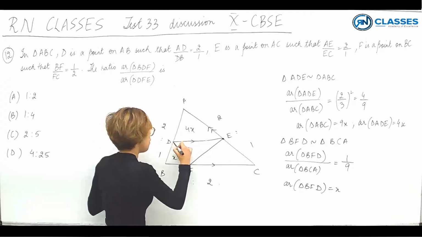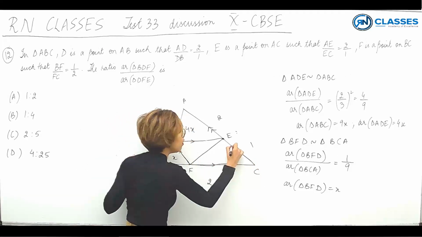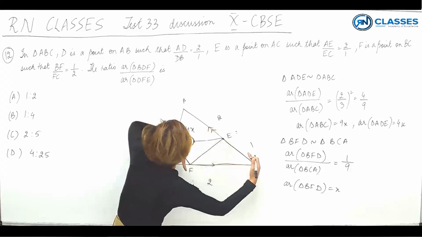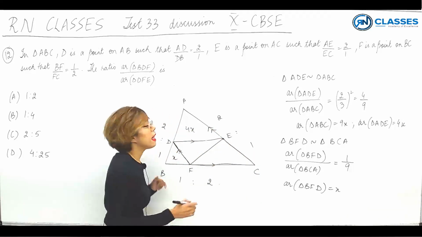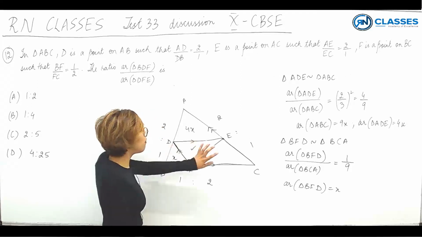Now, if you look carefully, clearly DFCE is a parallelogram. This is parallel to this, this is parallel to this. Right? That means area of this is equal to area of this. Now, remaining portion kitna tha? 4x. Right?